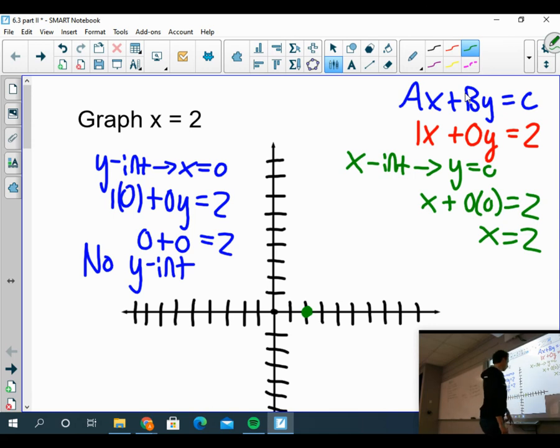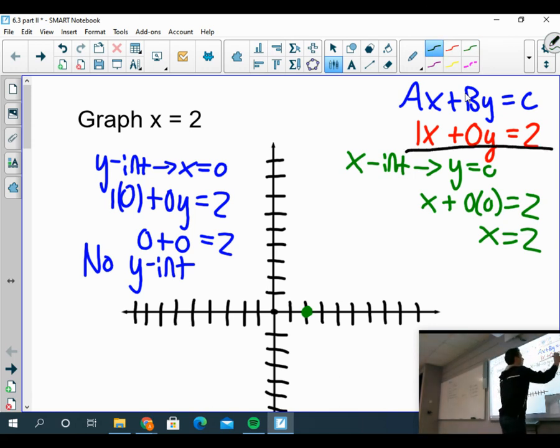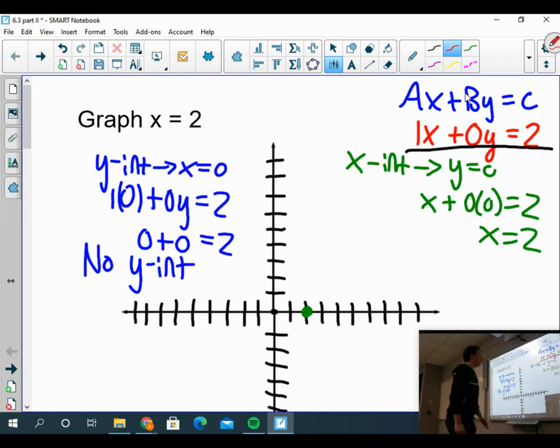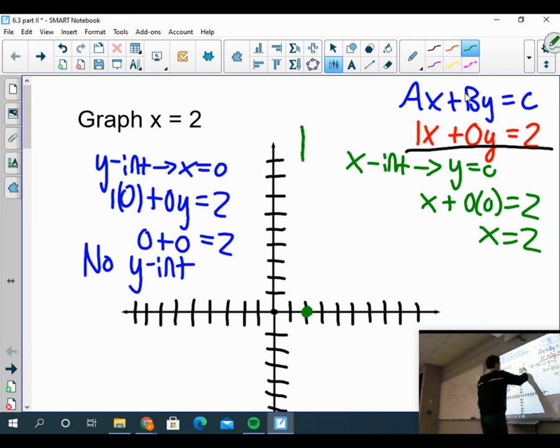And again, if we think back to the original equation, what this is saying is no matter what value I plug in for y, you are going to end up with x equals 2. Your x value will be 2. So what's our graph going to look like? This time it'll be a vertical line.